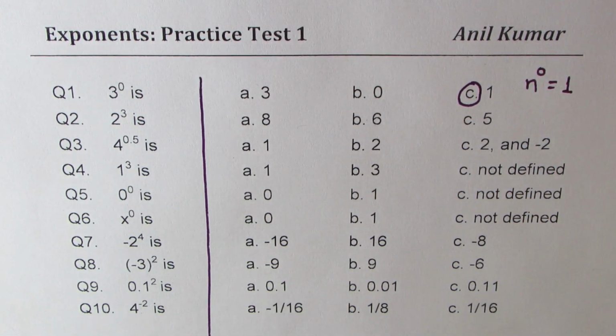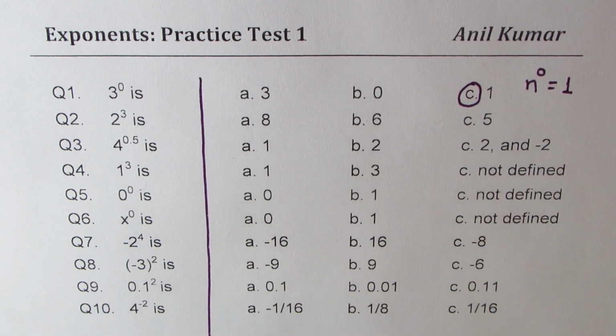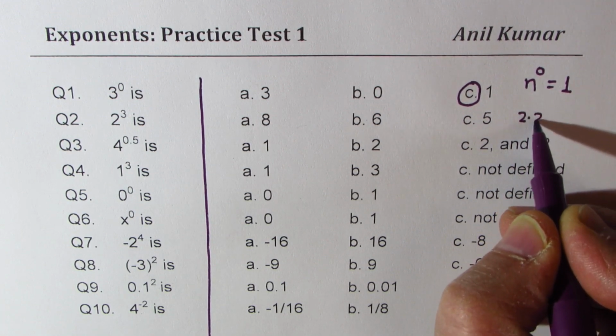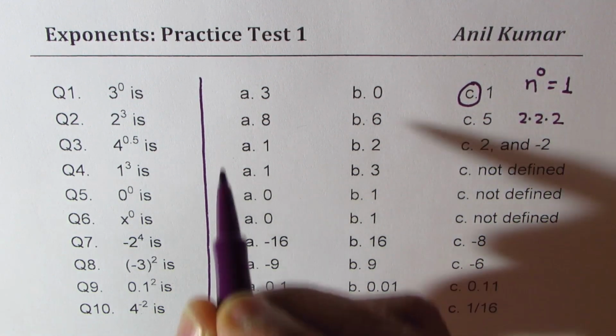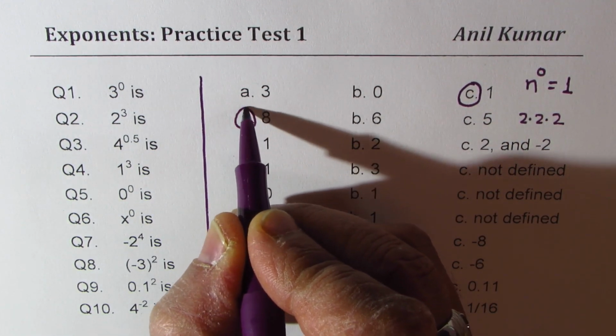Very important. Next question here is 2 to the power of 3. 2 to the power of 3 basically is 2 times 2 times 2, which is 8. And so the option is A.